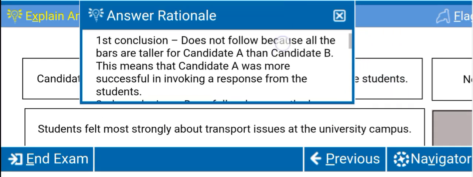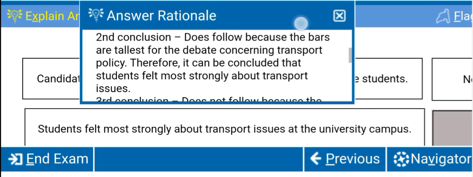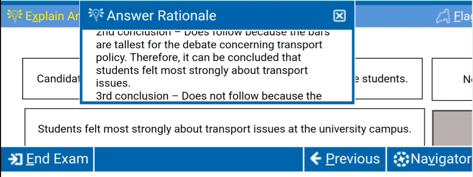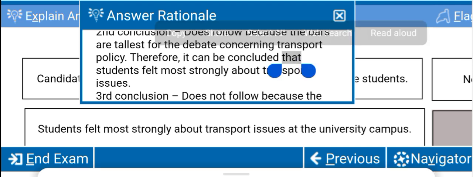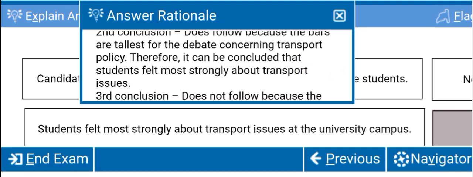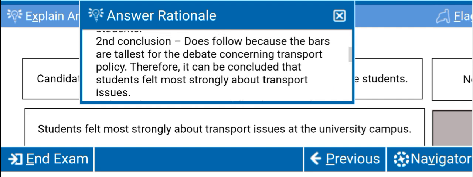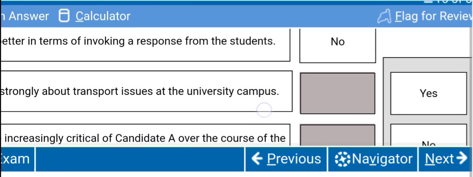Second conclusion that says students felt most strongly about transport issues at the university campus does follow, because the bars are tallest for the debate concerning transport policy. Therefore, it can be concluded that students felt more strongly about transport issues. So it does follow, that's why we will drag a yes and drop it here.